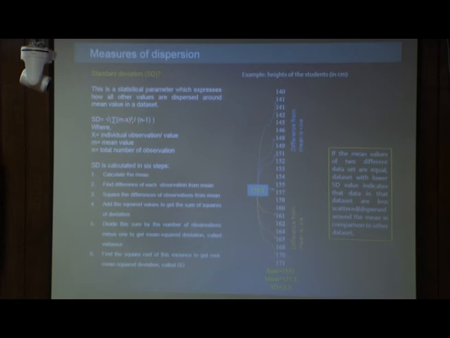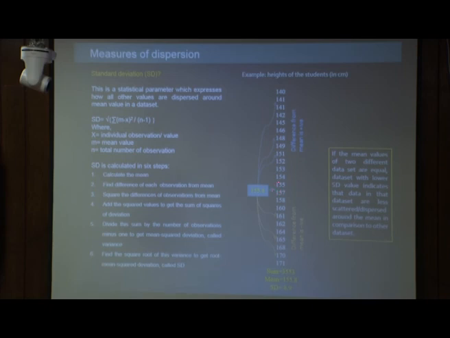Then, initially, to make all the differences, which were negative or positive, positive, we squared them. Now, as we put the square, we again put the square root over the whole expression. Then it gives one expression that expresses how all the other values in the data set are dispersed around the mean value. So, mean value minus individual value, then square that.